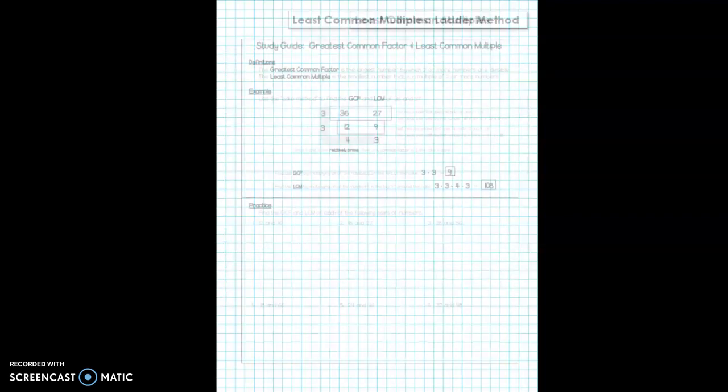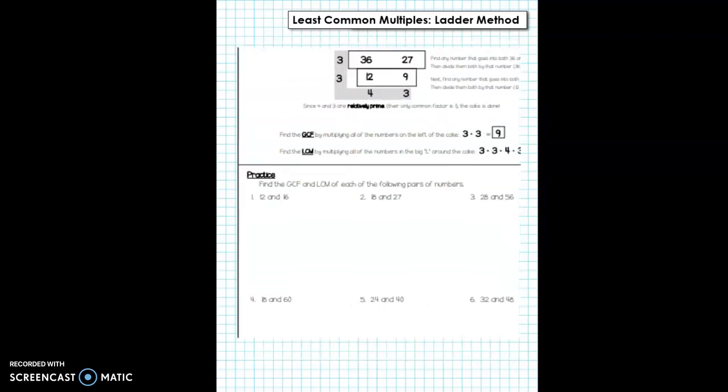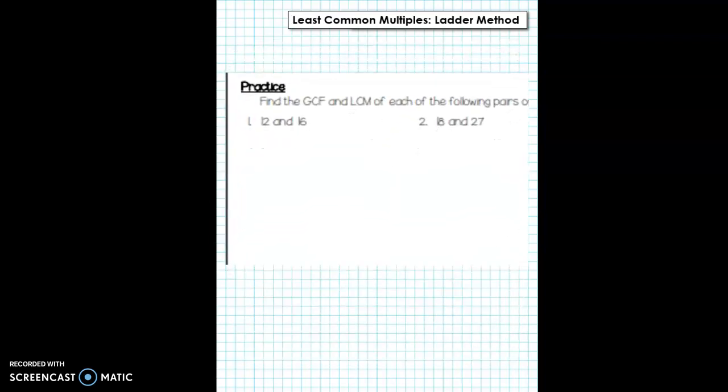Let's look at a couple more examples. Finding the GCF and LCM of the following number pairs, we are only going to find the LCM for this problem. So start by finding the prime factorization of 12 and 16.